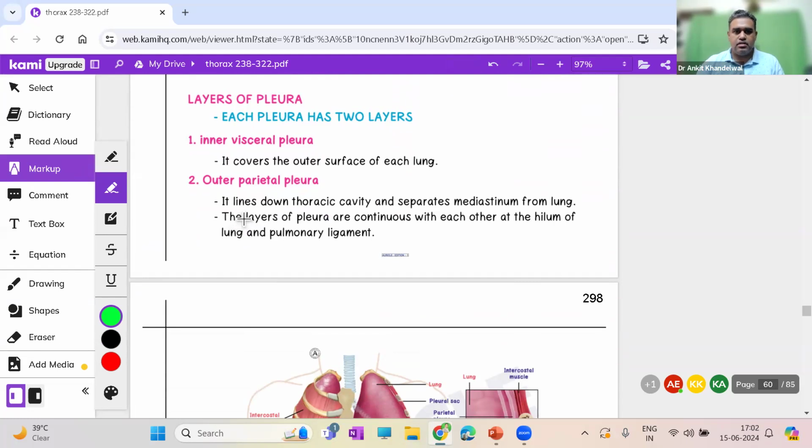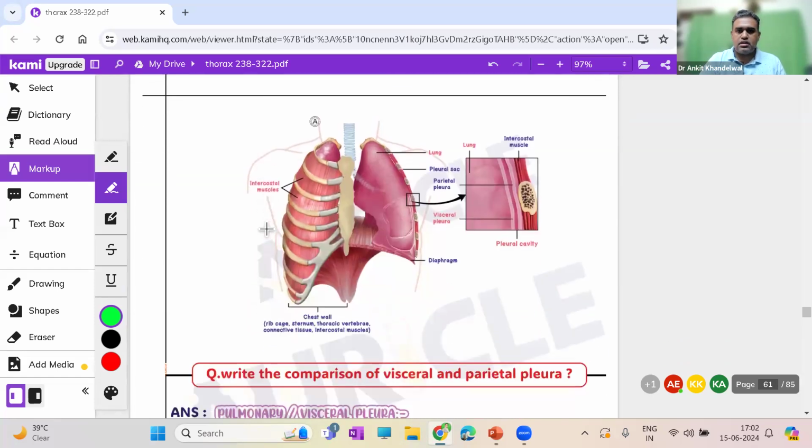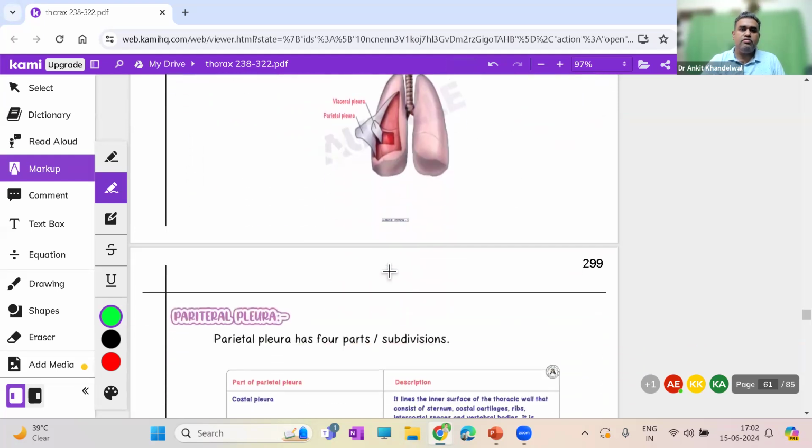What does it do, right? So it lines the thoracic cavity. Just a second. Write the comparison of visceral and parietal pleura. So what is the comparison? As we already discussed, the visceral pleura covers the surfaces and the fissures of the lungs. So it is in contact with the lungs throughout. It is also continuous with the parietal pleura. Remember, its nerve supply and its blood supply will be the same as that of the lungs. That is the meaning of visceral pleura.